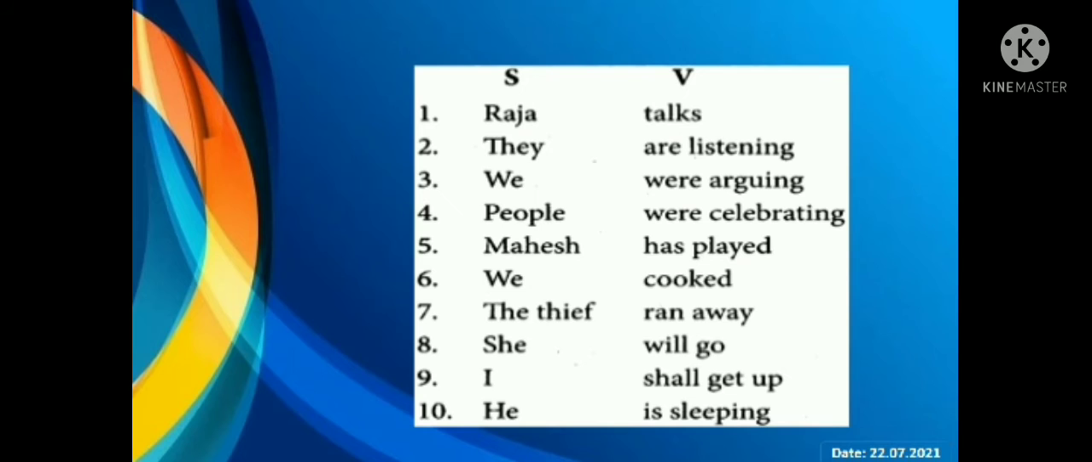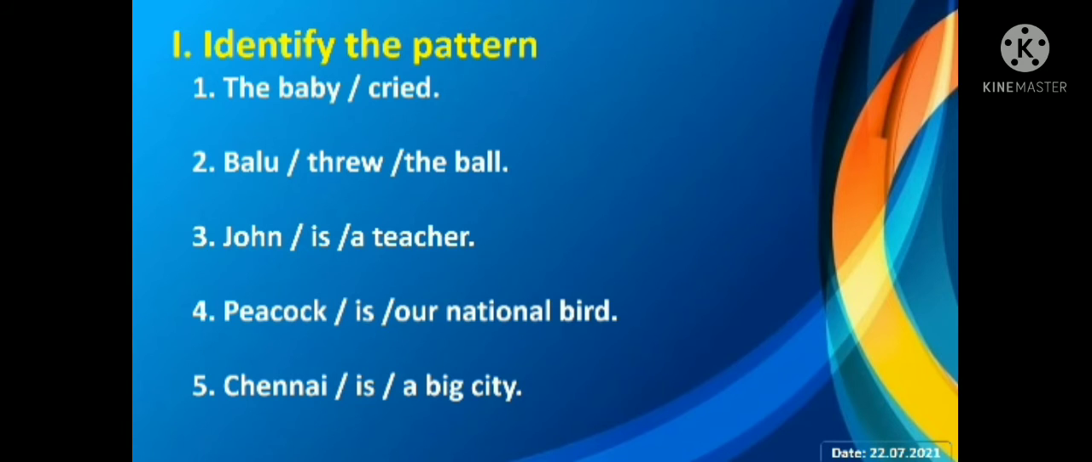So, subject and verb. Raja talks. They are listening. We are arguing. People were celebrating. Mahesh has played. We cooked. The thief ran away. She will go. I shall get up. He is sleeping. So this is subject and verb only. So this is the sentence pattern. The pattern of the sentence is subject, verb, object, complement, adjunct.